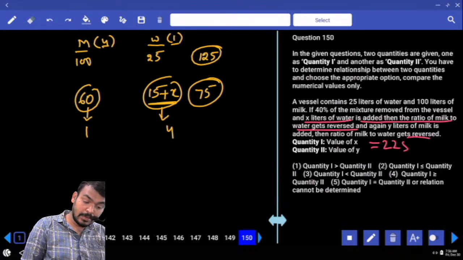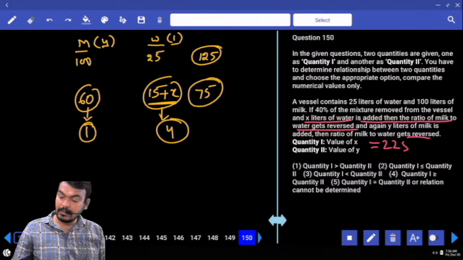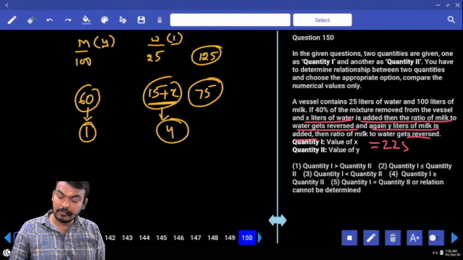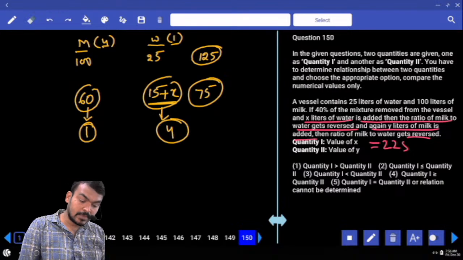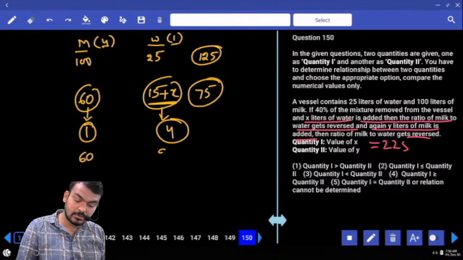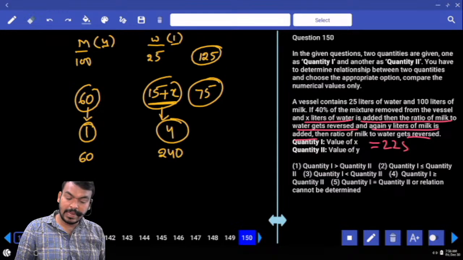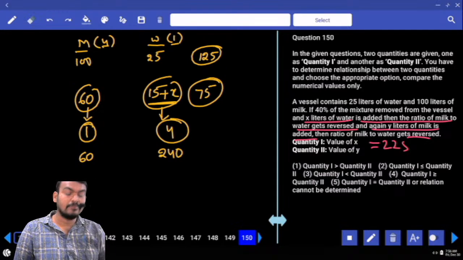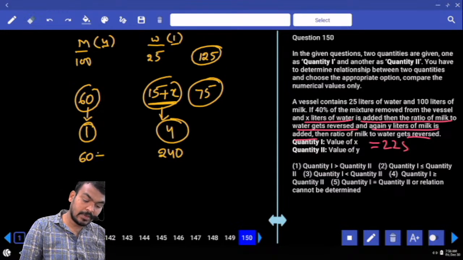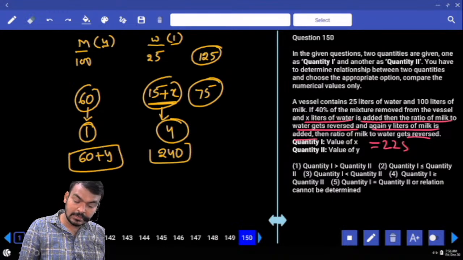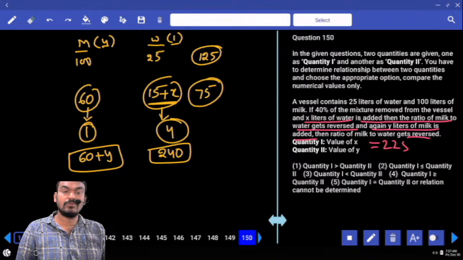Okay. But those are in which ratio? 1:4 ratio. Again, we are adding how many liters of milk? Y liters of milk. Here it is 60 liters and it is 240 liters. Again, we are adding how many liters of milk? Y liters. Plus y or minus y? Plus y. Again, after adding y liters of milk, the ratio will be changed to which one?